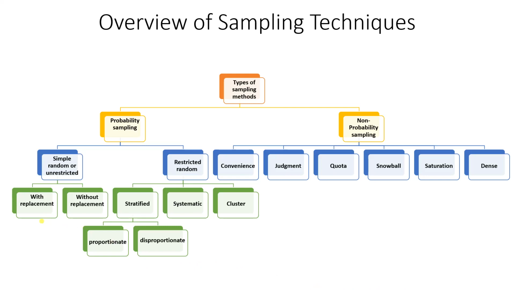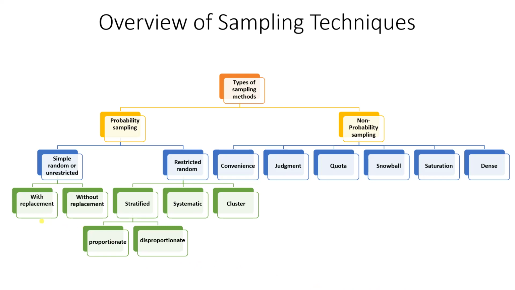In restricted random sampling, there are three techniques. One is called stratified random sampling, in which we pose a restriction or a condition that random selection will be done, but in some proportion from different strata of the population. That strata may be based on, say, gender, like male and female. It may be based on religion, like Hindu, Sikh, or any other religion. So there are different ways. When I teach you the stratified random sampling, I will explain it. And this can further be divided into two categories, proportionate and disproportionate. I will explain it when I discuss it.